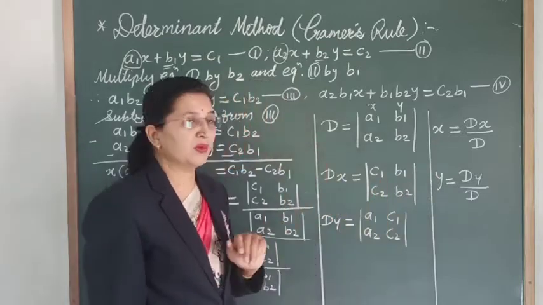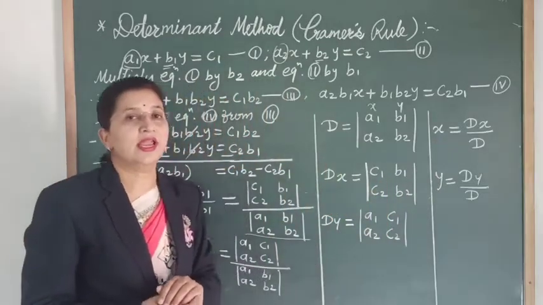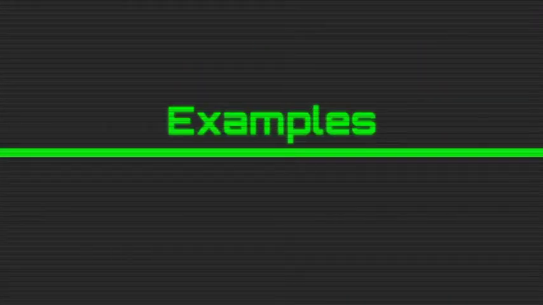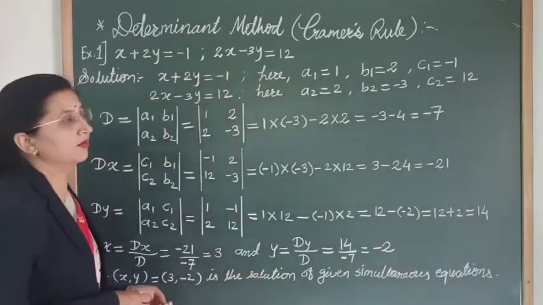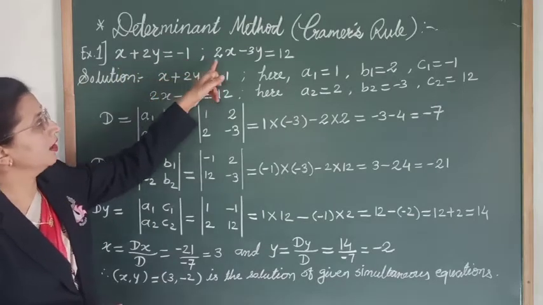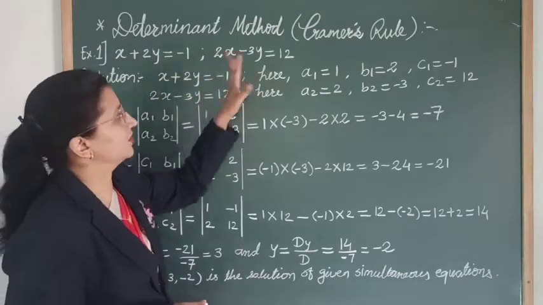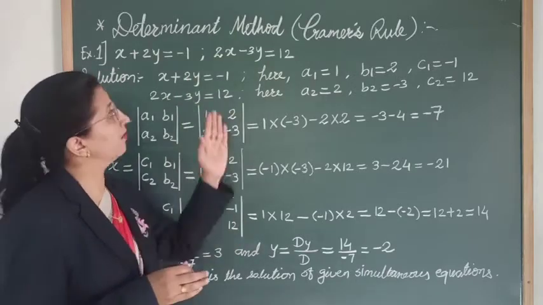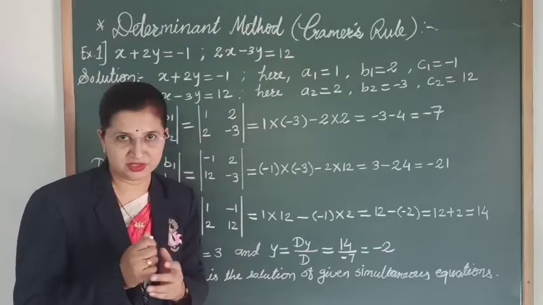Okay, I hope this formula is clear to you. Let's solve an example by using this method. Dear students, here we have the question: x plus 2y is equal to negative 1 and 2x minus 3y is equal to 12. These are the simultaneous equations which we have to solve by the determinant method or Cramer's rule.